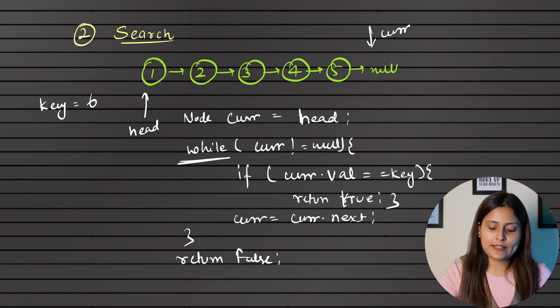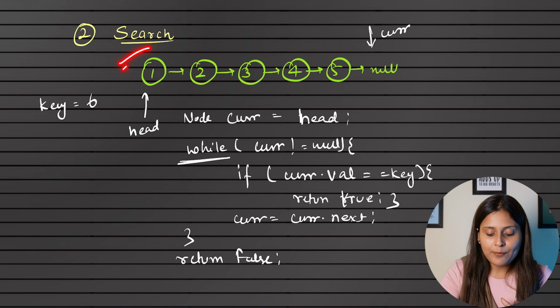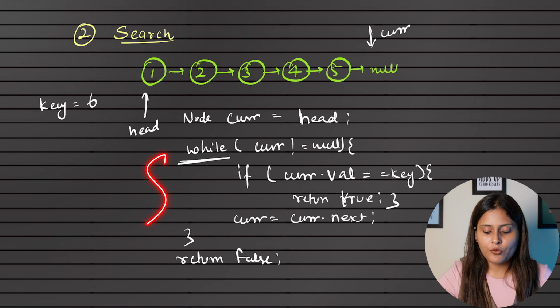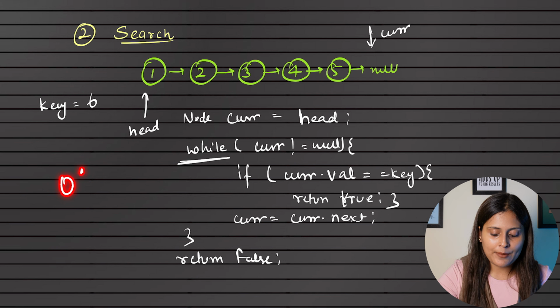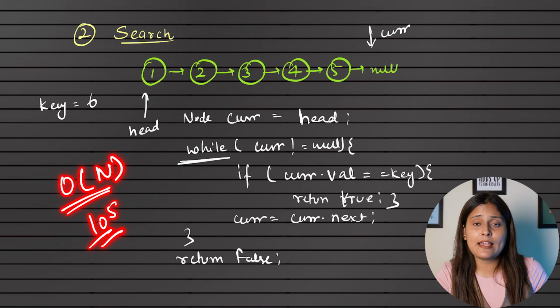So what is the time complexity for it? As you can see, you are running current from the head pointer till null, and the question says the number of nodes can be 10 power 5. So you are running for O of n. So in this case, the time complexity will be O of n, which is 10 power 5. Definitely it is safe.